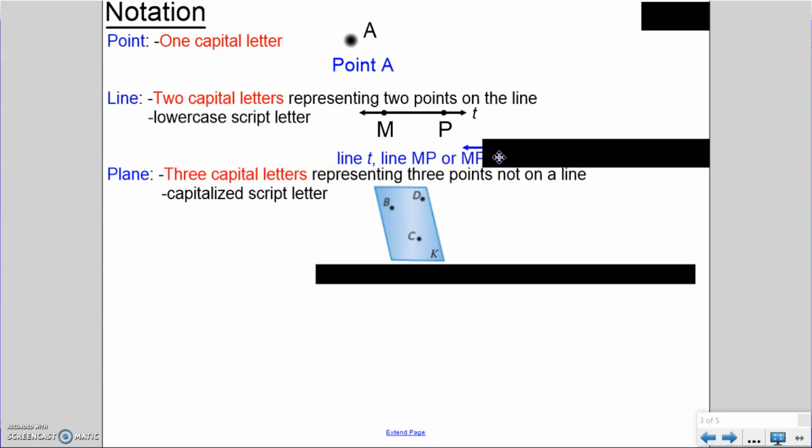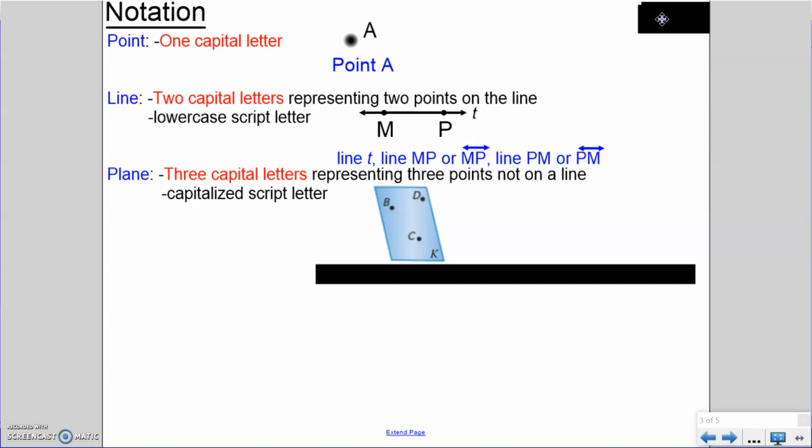Or you can put MP with the line symbol above it, so we don't have to write the word line. Or you can reverse the order. We can say line PM, or you can write PM with the line with the arrows above. Make sure you have the arrows, because the arrows means it goes on forever.